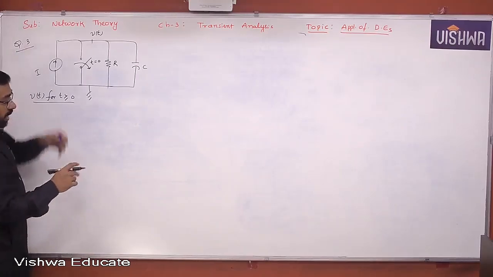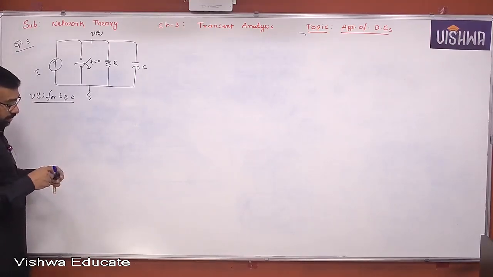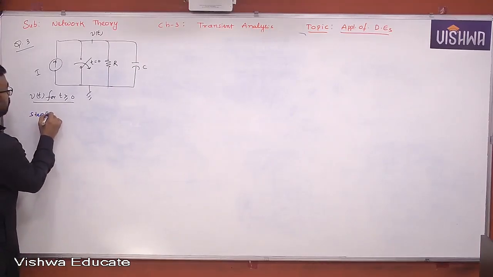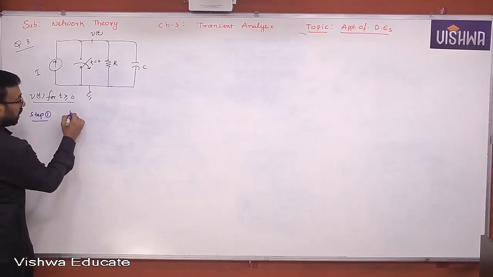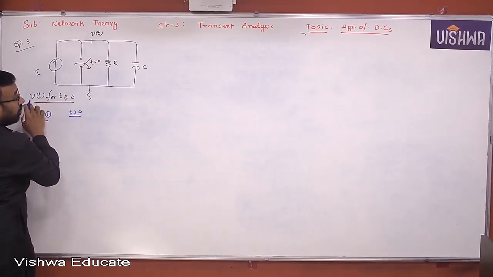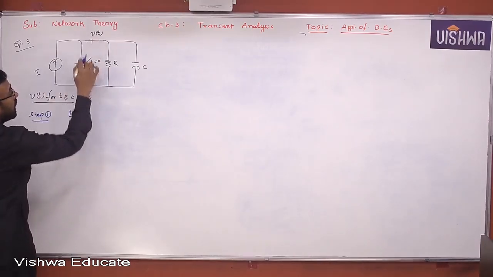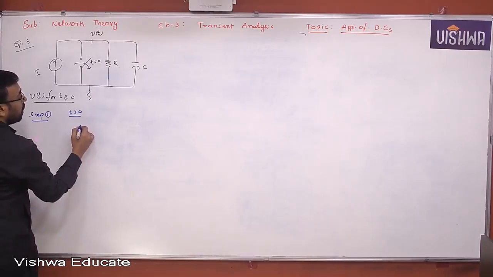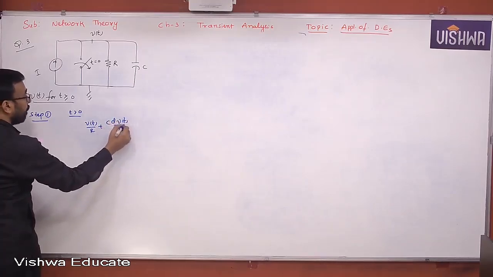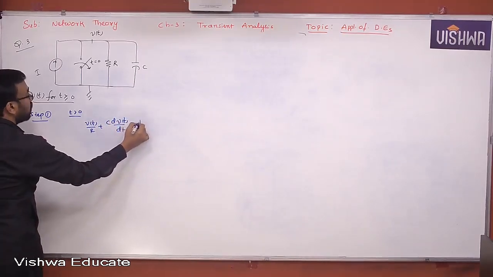So what is the procedure again? Let's go step by step once again. Step 1: obtain a differential equation for t greater than 0. Using KCL, because voltage is the variable you want, let us apply KCL or node analysis. Okay, what do you get here? V of t by R plus C dV of t by dt is equal to I.